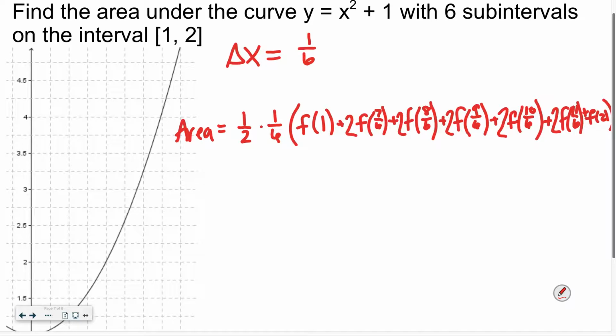Okay. Hey, let's divide and conquer. Pod 1, f of 1. Pod 2, f of 7/6. Pod 3, f of 8/6. Pod 4, f of 9/6. Pod 5, f of 10/6. Pod 6, f of 11/6. Pod 7 and 8, f of 2.